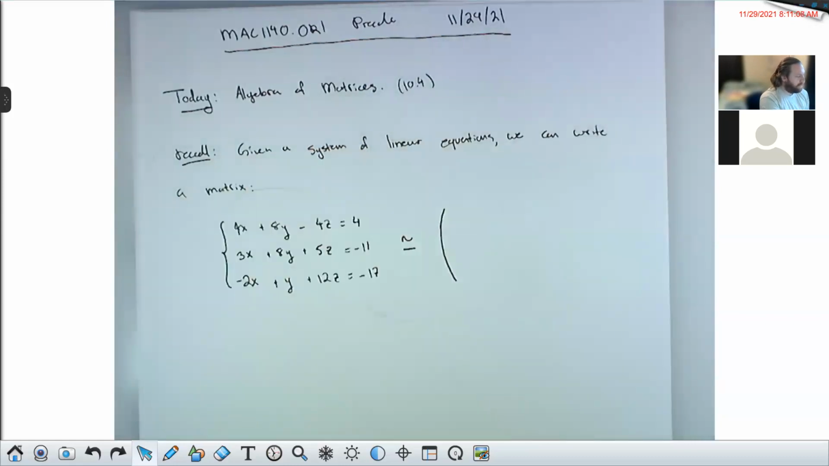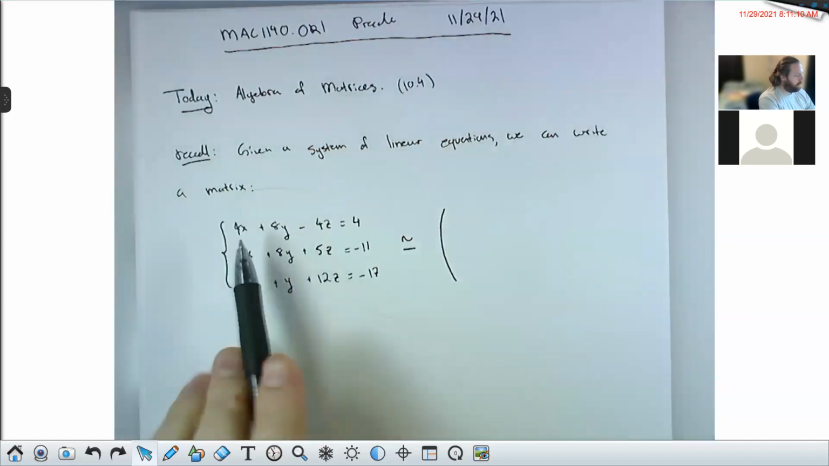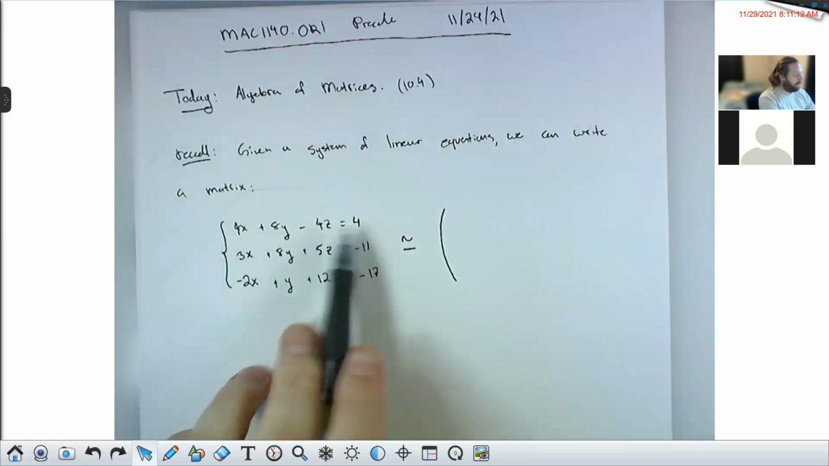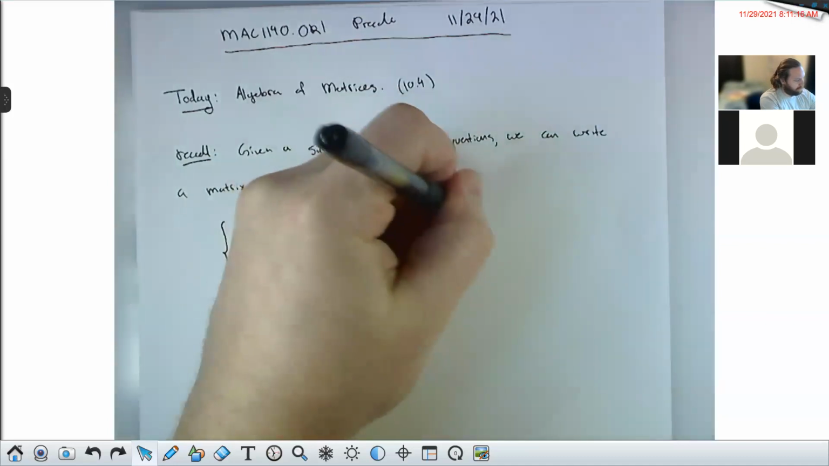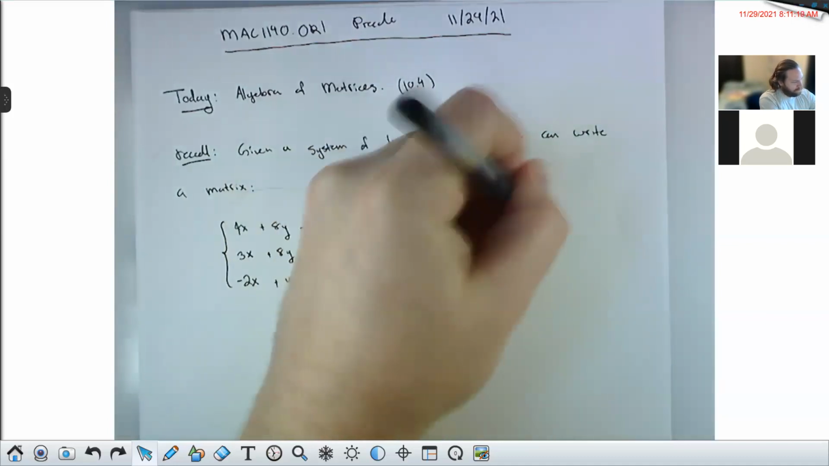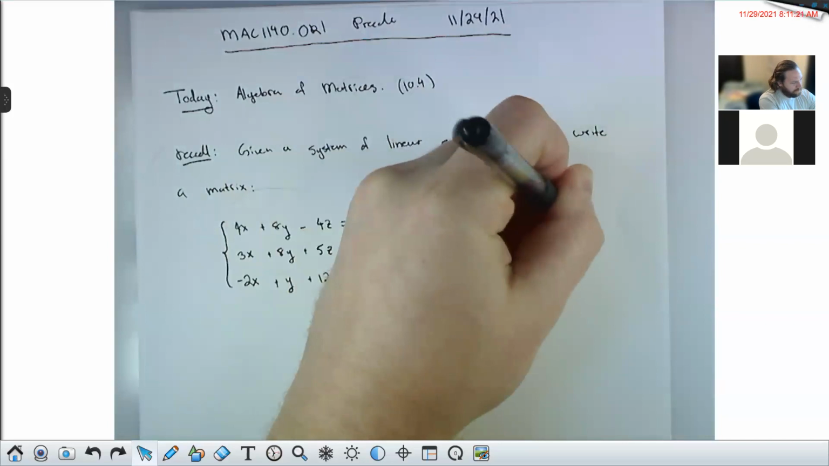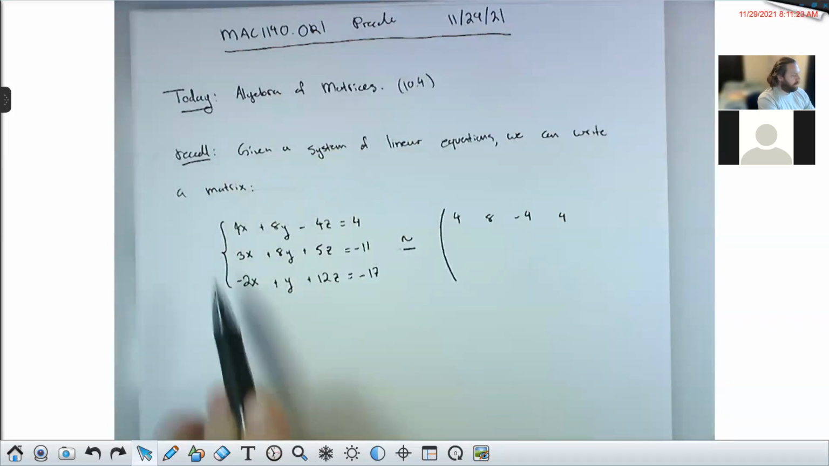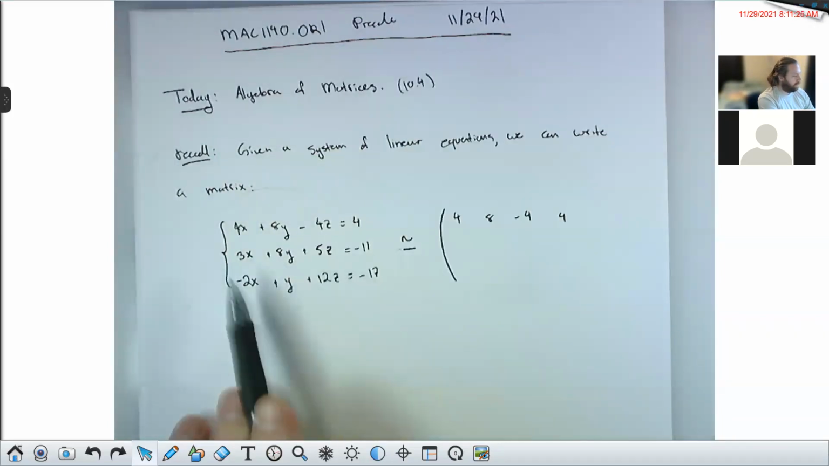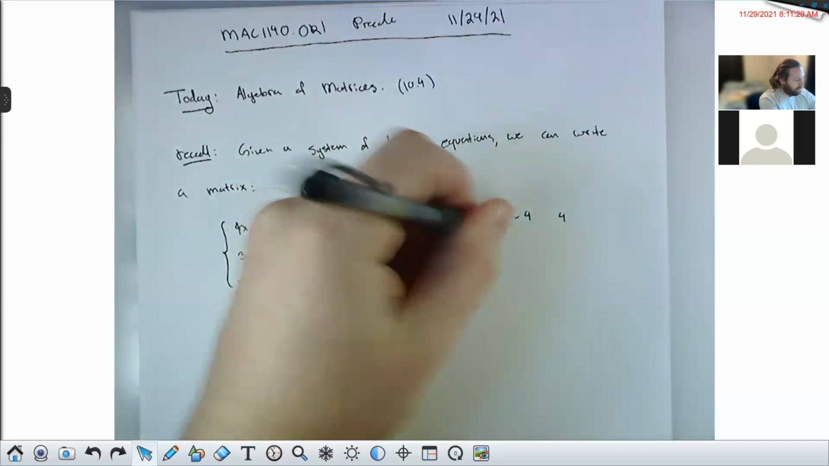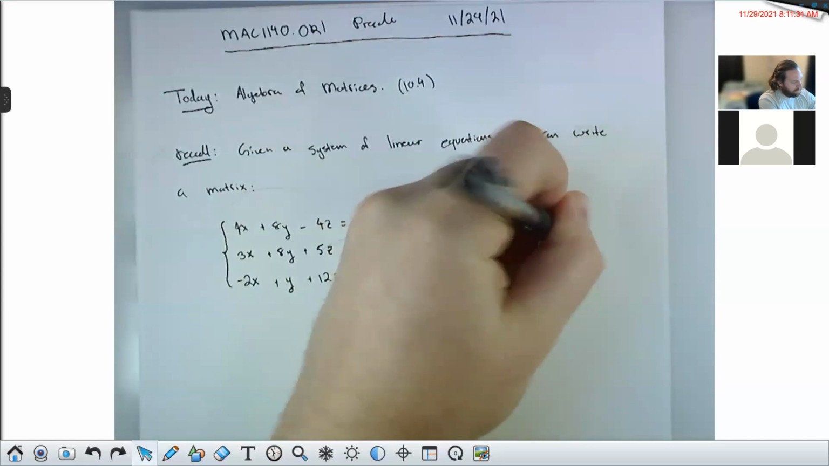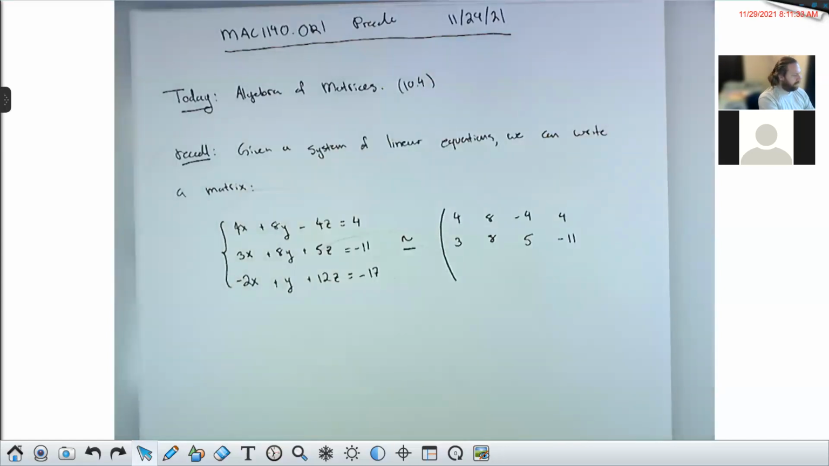Which will be a 3x4 matrix whose first row is just the coefficients here and then this. So 4, 8, negative 4, 4. The second row would be the numbers from the second equation, 3, 8, 5, negative 11. And whose third row is the coefficients from the third equation, negative 2, 1, 12, negative 17.